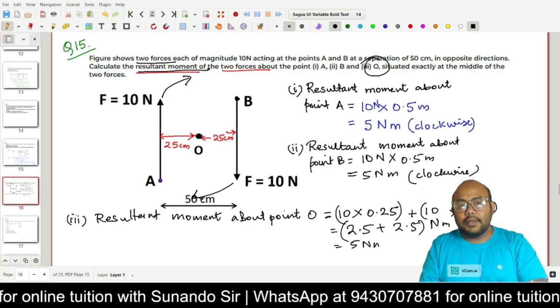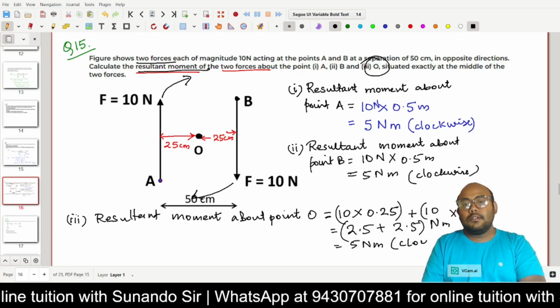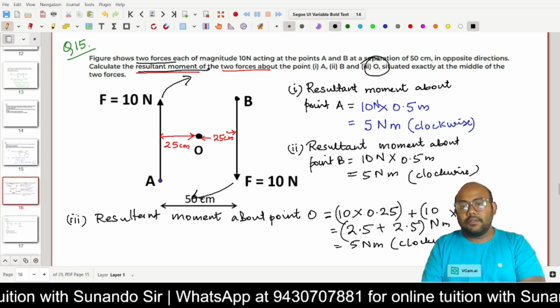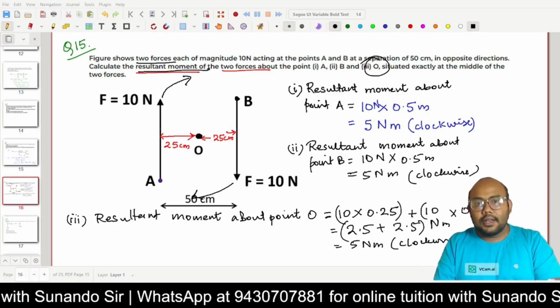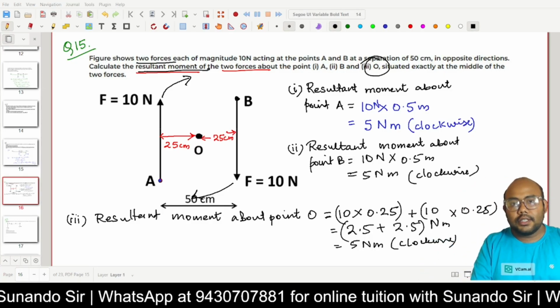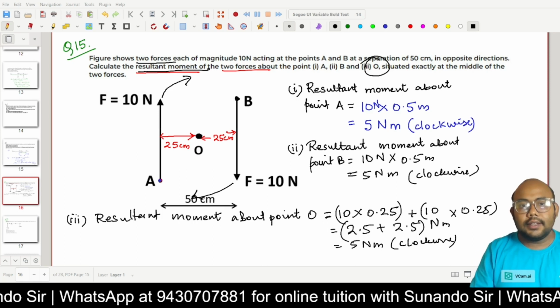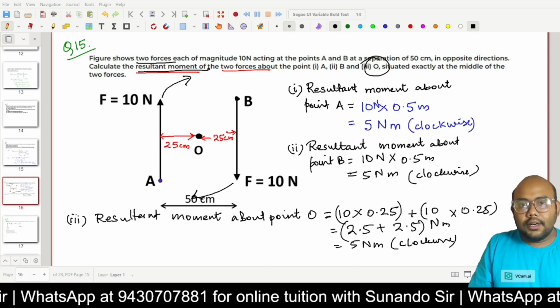5 Newton meter clockwise. Is it even visible, or is my video cutting everything? I'll just shift my video. So now I think the screen is completely visible and you can note it down.